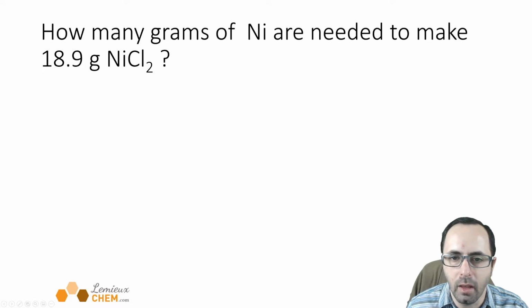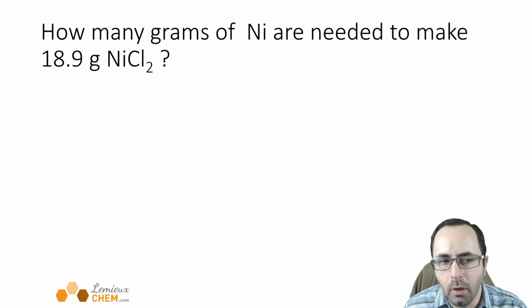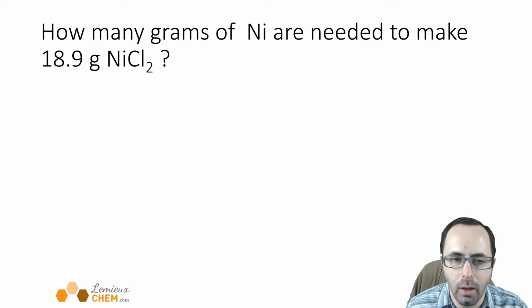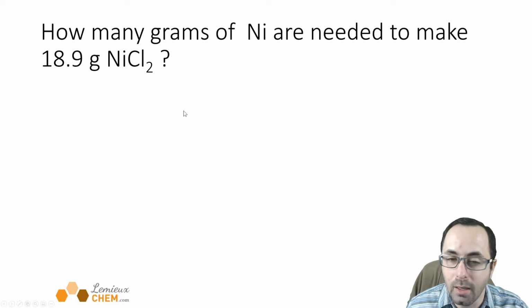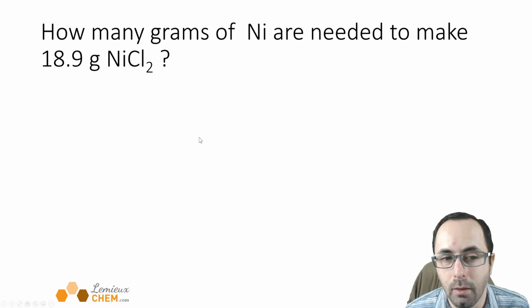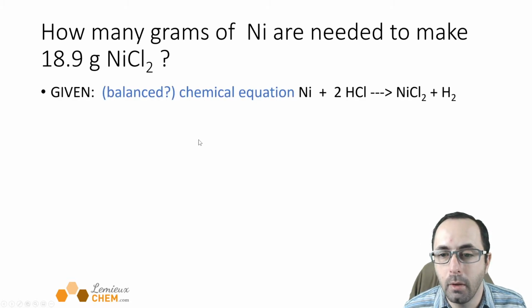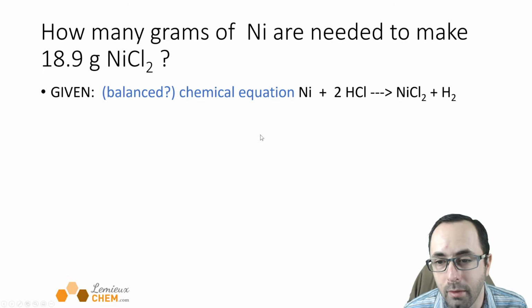So here's another example of a stoichiometry question. How many grams of nickel are needed to make 18.9 grams of nickel 2 chloride? So remember, in steps 1 and 3, you need the molar masses. And here we're asked for grams, we're given grams. So we're going to need to go between grams and moles for these things. So let's start by calculating the molar masses. Okay. And we do need the balanced equation.